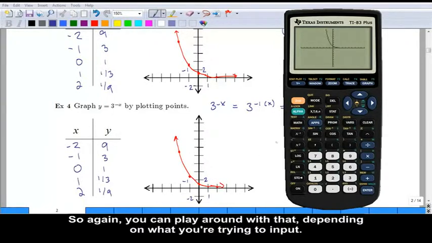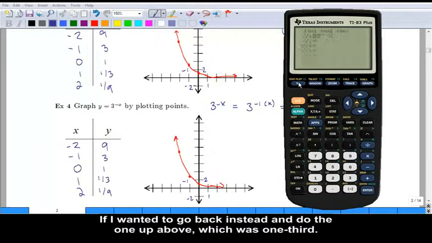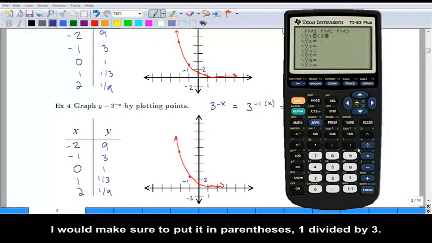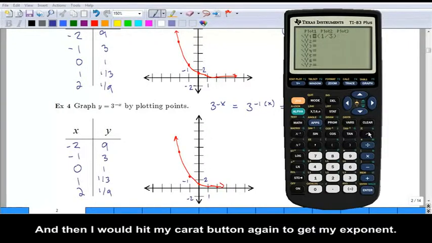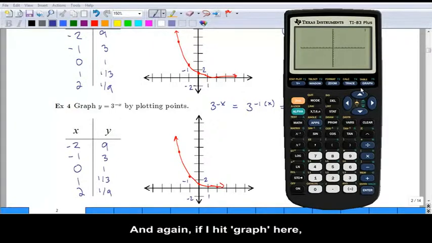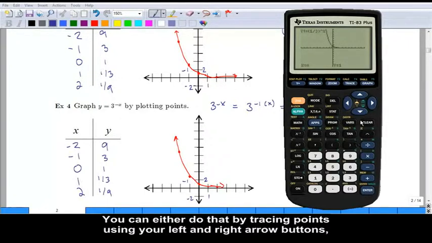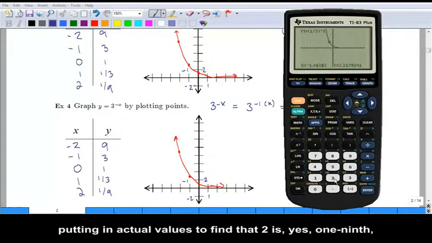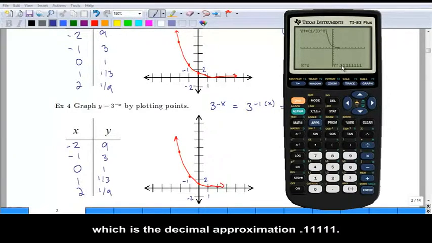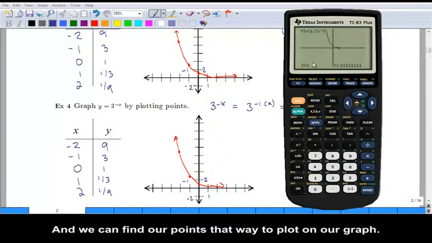So again, you can play around with that depending on what you're trying to input. If I wanted to go back instead and do the one up above, which was 1/3, I would make sure to put it in parentheses, 1 divided by 3. And then I would hit my caret button again to get my exponent, and then the exponent of x. And again, if I hit graph here, it'll show up on my graph, and we can transfer over. You can do that by tracing points, using your left and right arrow buttons, or putting in actual values to find that 2 is, yes, 1/9, which is the decimal approximation 0.11111. And we can find our points that way to plot on our graph.